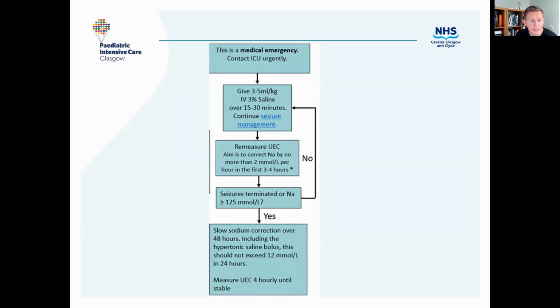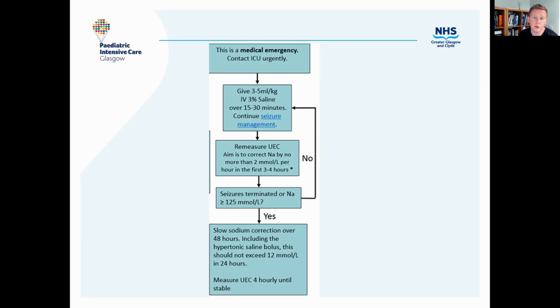Measuring urea and electrolytes, they suggest that you correct the sodium by no more than 2 millimoles per hour in the first 3 to 4 hours. So roughly increasing it by 8 in 4 hours. So that's significantly faster than the chronicity with which you want to raise your serum sodium after the seizure has terminated. And that's very clear in this flowchart.